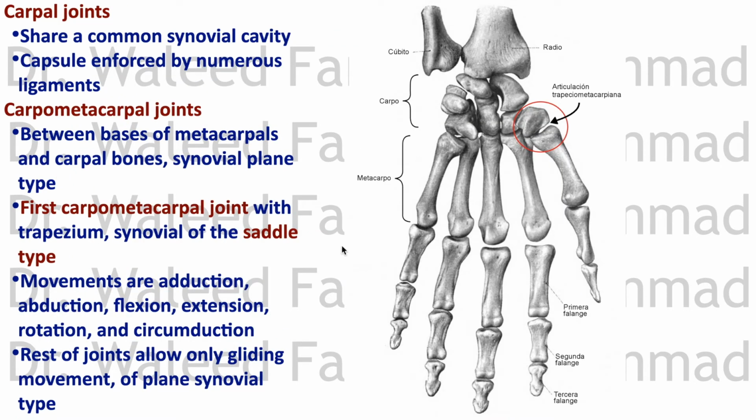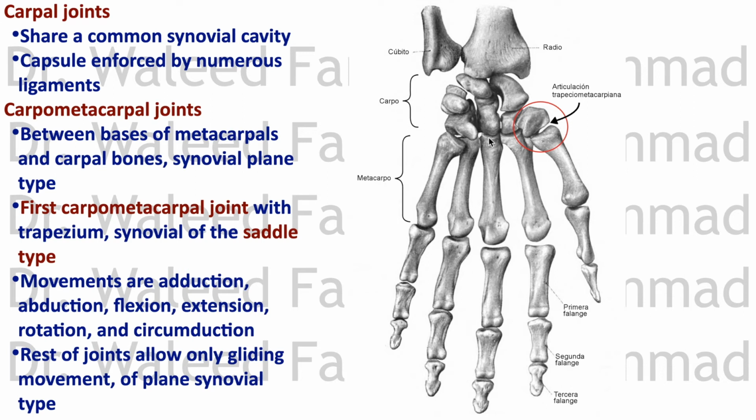Carpal joints: they share a common synovial cavity, with a capsule enforced by numerous palmar and dorsal ligaments. The carpometacarpal joints are between the bases of the metacarpals and the carpal bones. The first carpometacarpal joint is synovial of the saddle type, giving free movement for the thumb: adduction, abduction, flexion, extension, rotation or opposition, and circumduction. The rest of the joints allow only gliding movement between them.